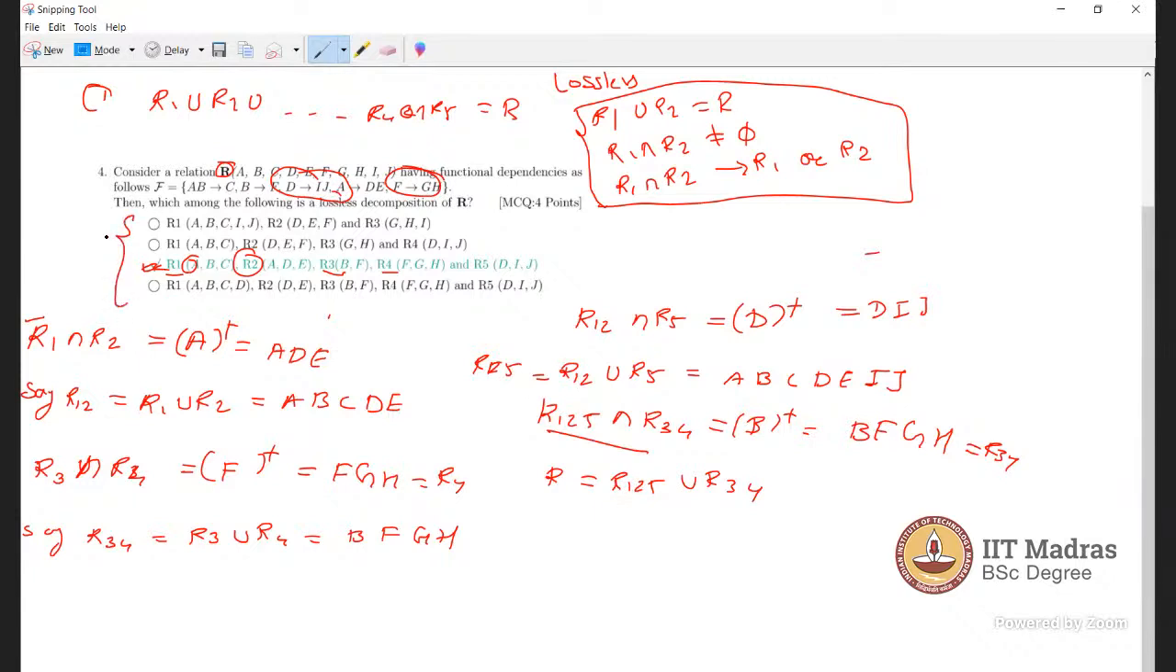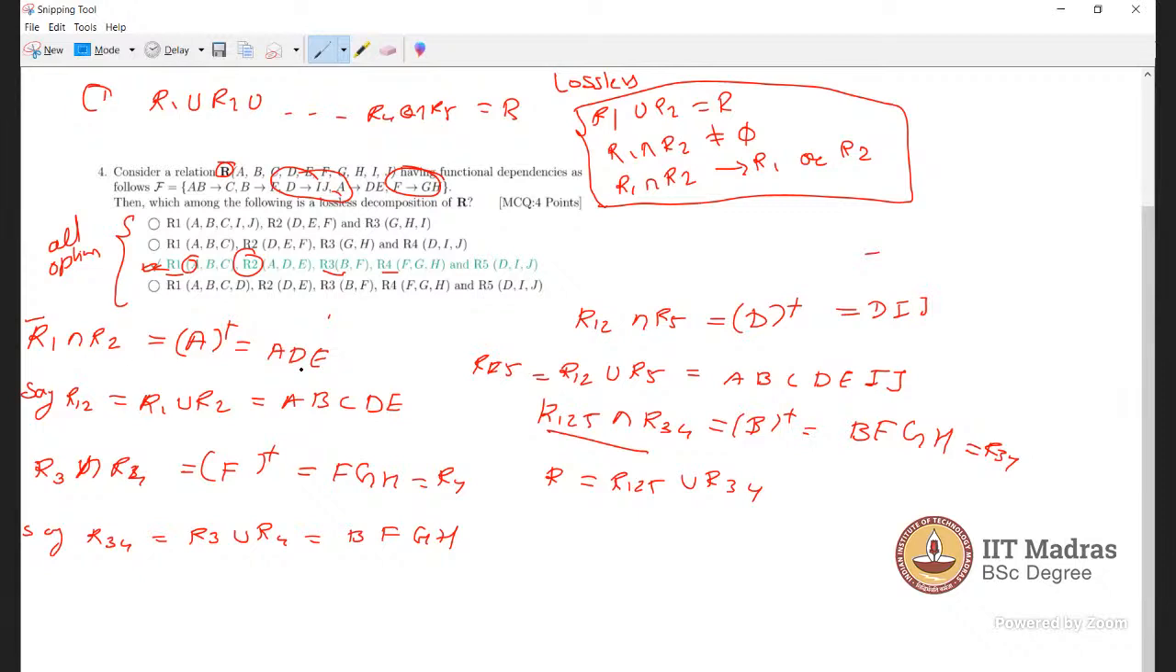So does this mean first R1 was split into R2 and R5, and then R2 or R5 is split into R3, R4? Because at a time you're doing only decomposing into two relations. So with this, can we find the order of decomposition?